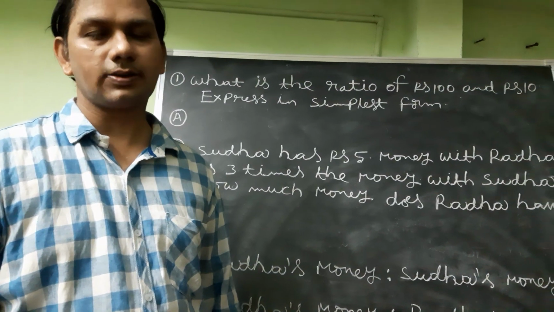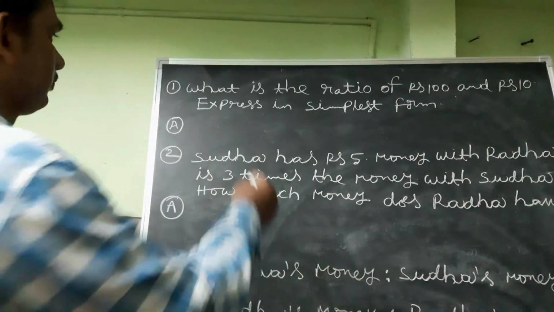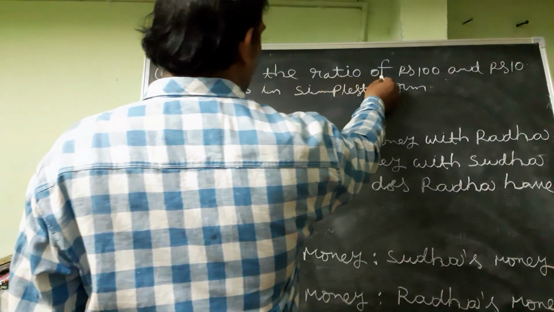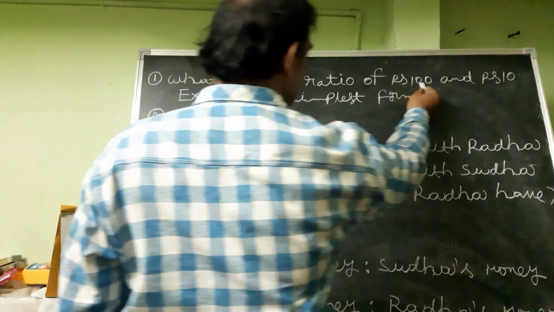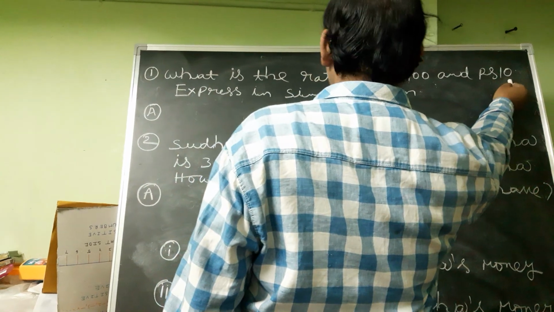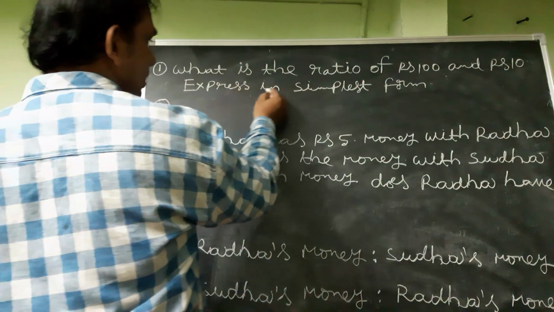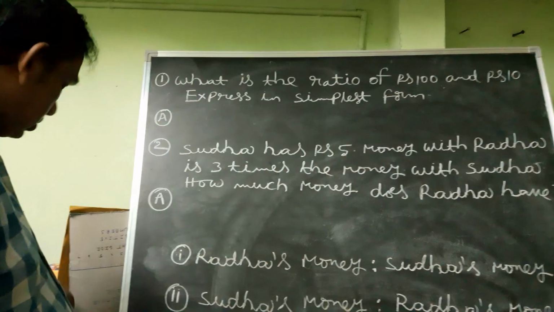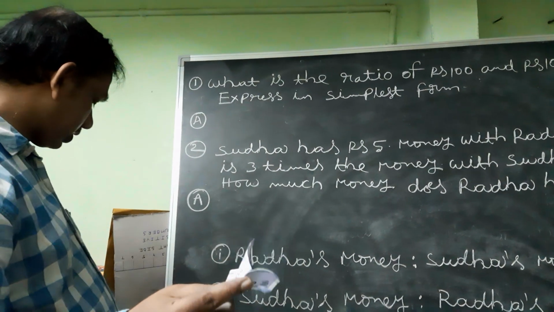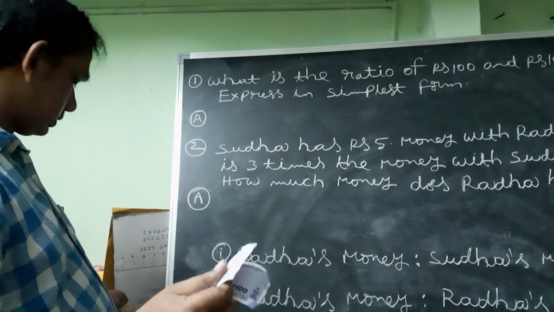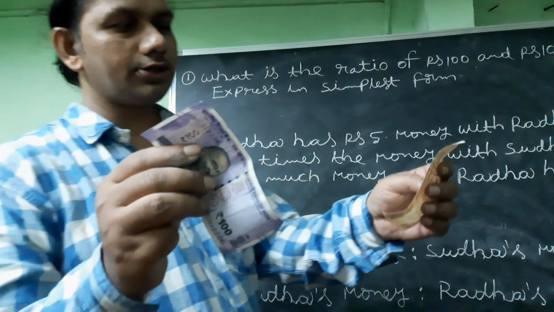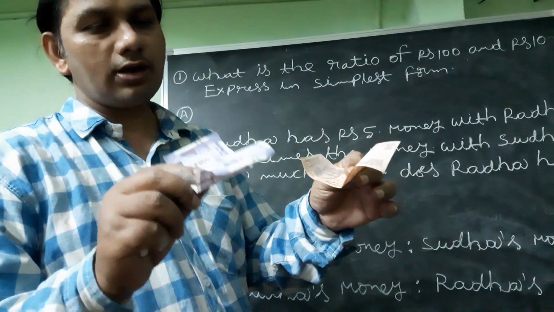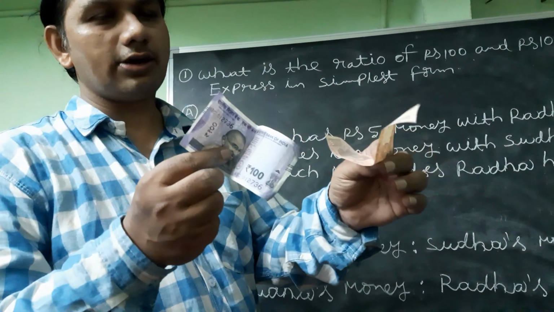Let us discuss some problems. First one, what is the ratio of 100 rupees and 10 rupees? Express in simplest form. So here I have 100 rupees note and 10 rupees note. Both are there. So now we will find the ratio of 100 rupees and 10 rupees.